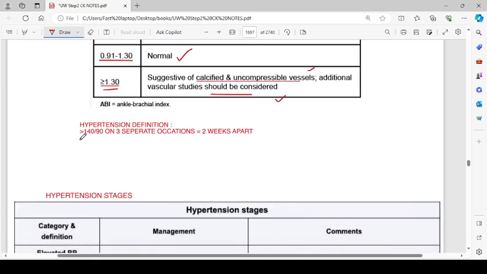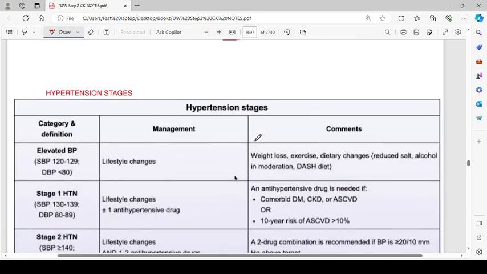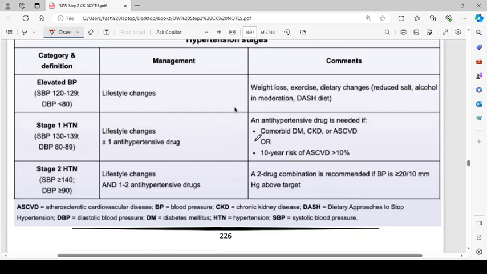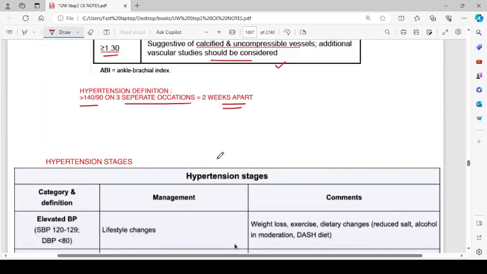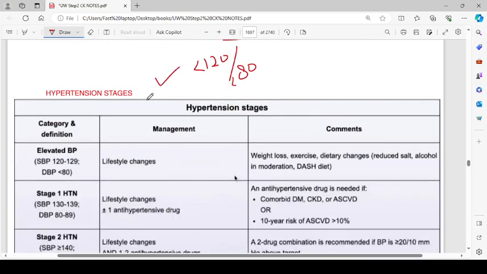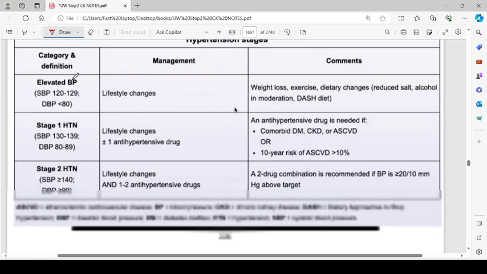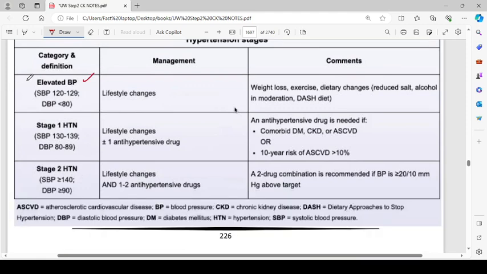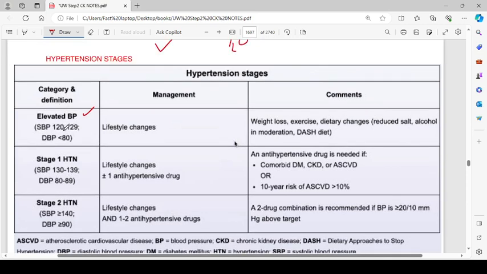Hypertension, by definition, it is more than 140 by 90 on 3 separate occasions and 2 weeks apart. So normally, according to the new classification system, normal blood pressure is below 120 by 80. So systolic must be less than 120 and diastolic must be less than 80. This is normal. Then we have stages. Hypertension has two stages, stage 1, 2, and then there is also an elevated blood pressure stage. So for the elevated blood pressure, systolic blood pressure 120 to 129 and diastolic less than 80. This is elevated blood pressure.